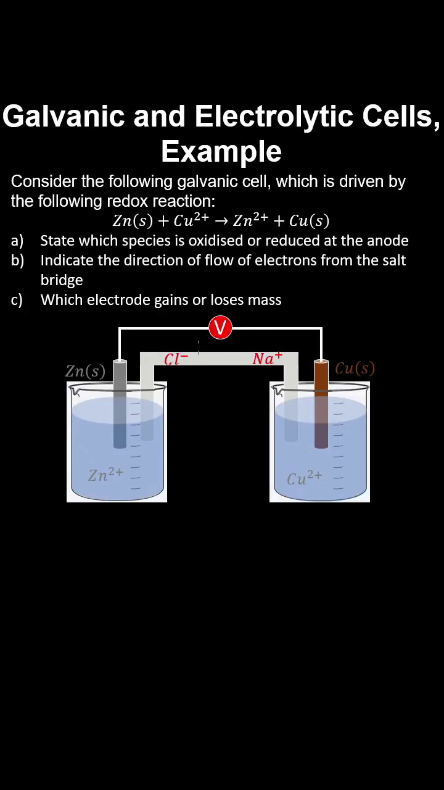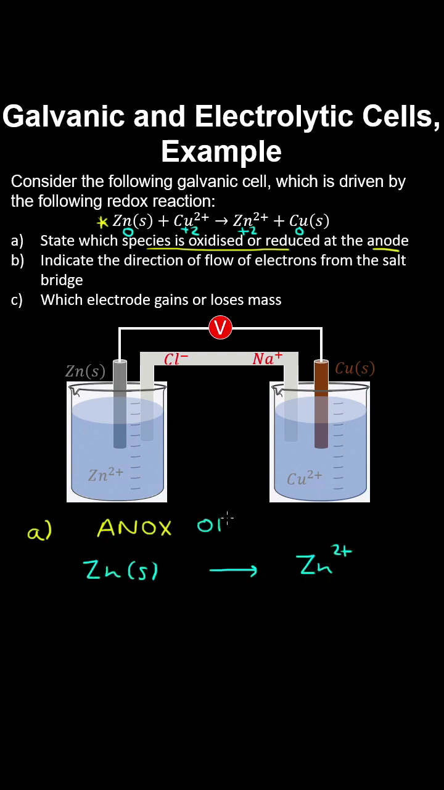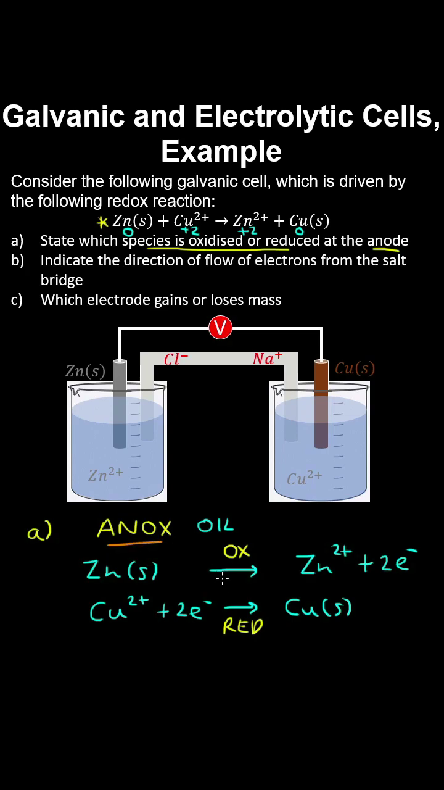Consider the following galvanic cell, and in part A, we'll determine which species is oxidized or reduced at the anode. So at the anode, oxidation occurs, and then let's write the redox half reactions. So assigning the oxidation numbers, zinc goes to Zn2+, and oxidation is a loss of electrons, so we add those to the right here. And the copper cation gets reduced to copper. So given that oxidation occurs at the anode, zinc is being oxidized.